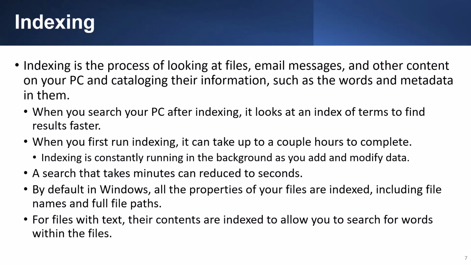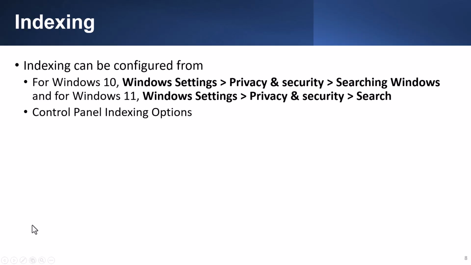By default, in Windows, all the properties of your files are indexed, including file names and full file paths. For files with text, their contents are indexed to allow you to search for words within the files. Indexing can be configured from, for Windows 10, Windows Settings, Privacy and Security, Searching Windows, and for Windows 11, Windows Settings, Privacy and Security, and Search. You can also use the Control Panel indexing options.